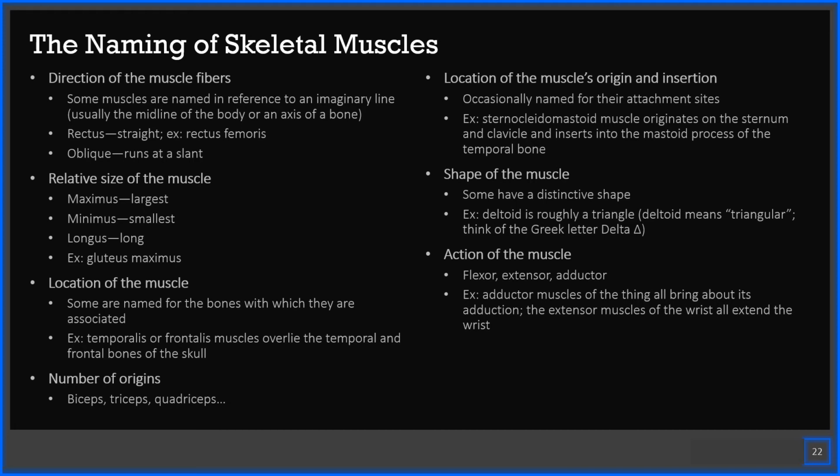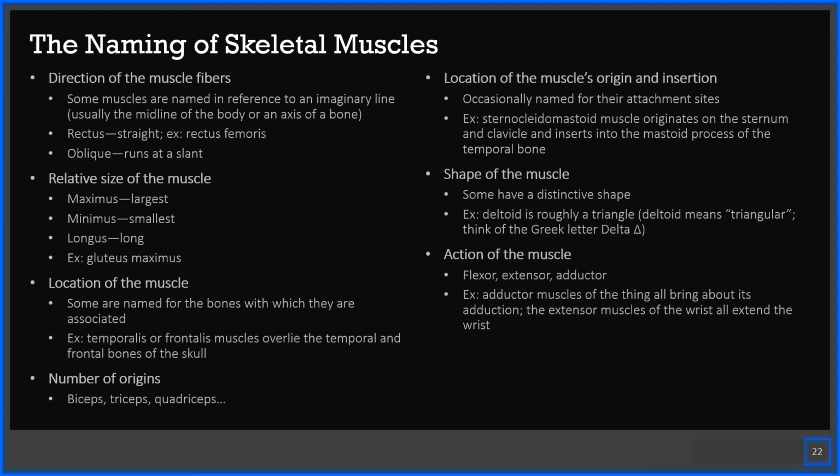The location of the muscle. So some are named for the bones with which they are associated. So an example here is the temporalis or frontalis muscles. If anybody's ever gotten Botox, you know that's where a lot of people get Botox, and it overlies the temporal and frontal bones of the skull.